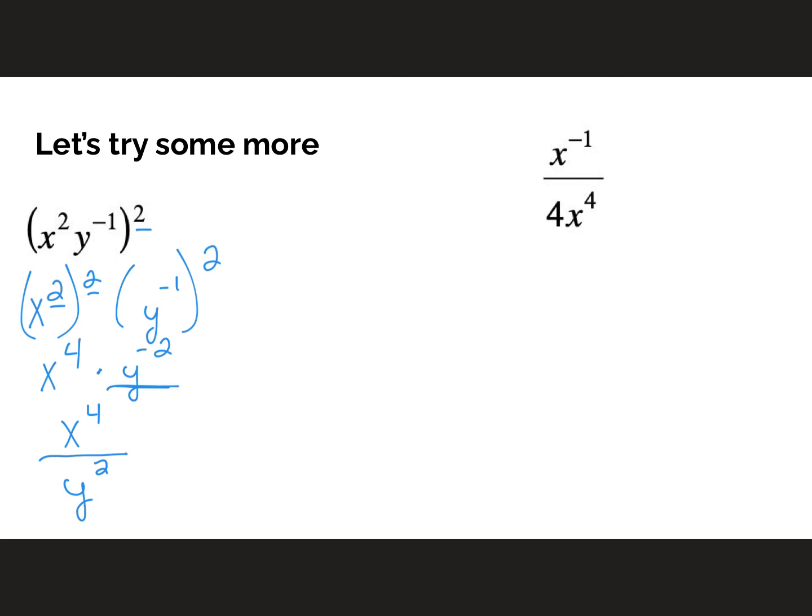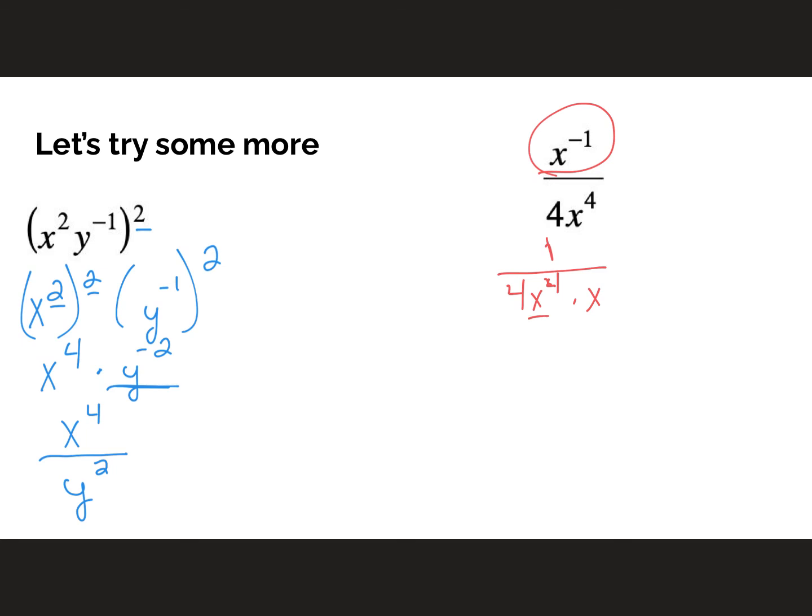Now let's try this next one. So here I have an x to the negative 1. Well, remember that negative 1 means it just goes to the bottom. So there's nothing on top anymore. So I have 4x to the 4th power, which was already there on the bottom, times x to the 1st power, which we don't bother writing the 1. So we're just going to erase that 1. If there's nothing left on top, we just put the 1 there.